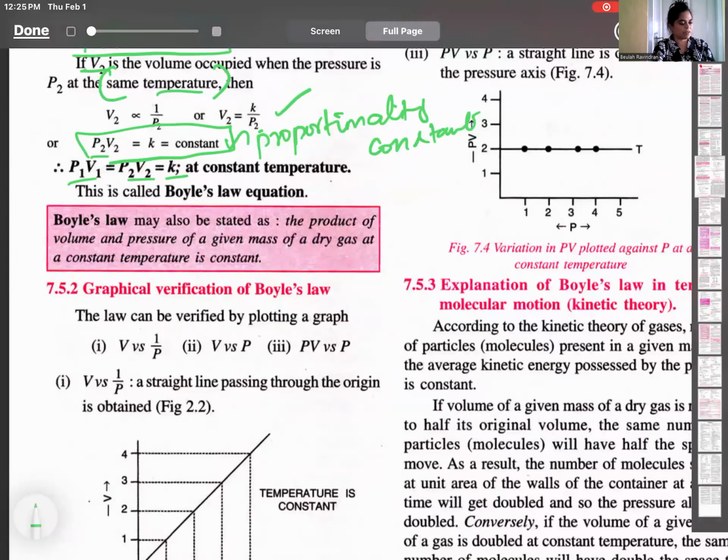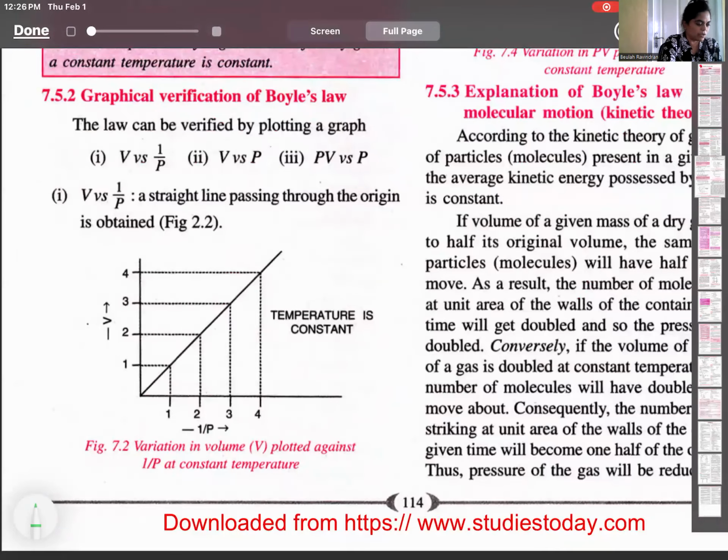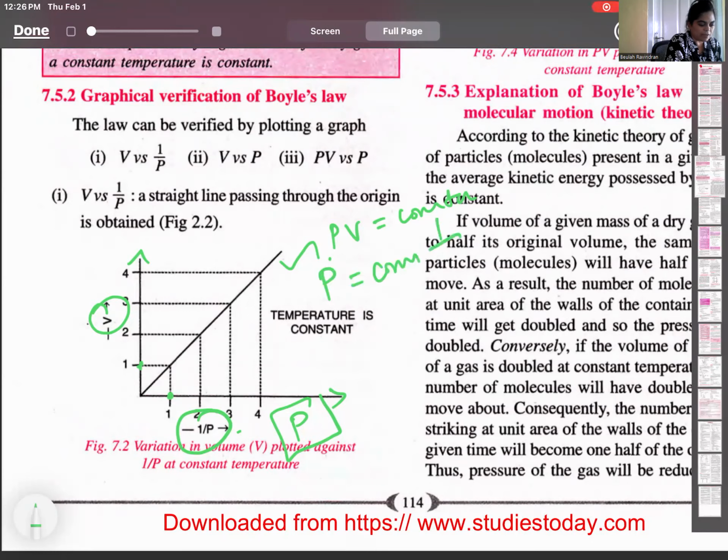The graphical representation of Boyle's law shows it is inversely proportional. These are the two important parameters. If you plot P against V directly, it will not be a straight line, since it is inversely proportional. So to get a straight-line plot, you have to take 1 by P on the x-axis and V on the y-axis. Here PV is equal to constant, otherwise P is equal to constant into 1 by V.